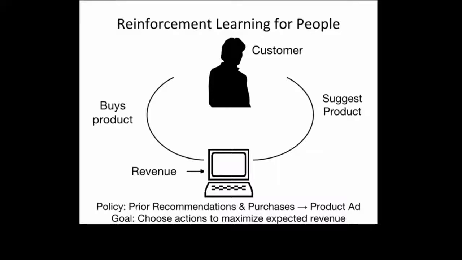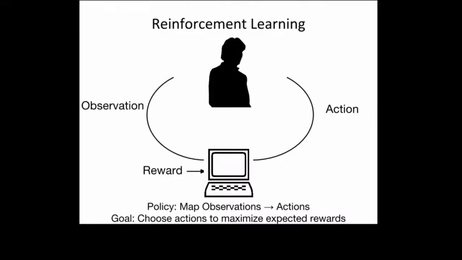So if you think about something like customers and trying to maximize lifetime revenue, you can think of a computer or an agent trying to suggest products, and then the person can either click on those products, they can choose whether to buy them, and you can measure things like long-term revenue. In general, in reinforcement learning, we have this continuous cycle of taking actions and observations and getting some reward.